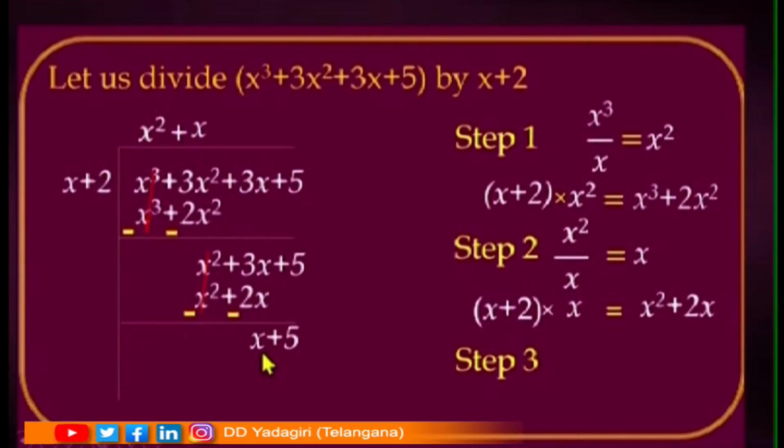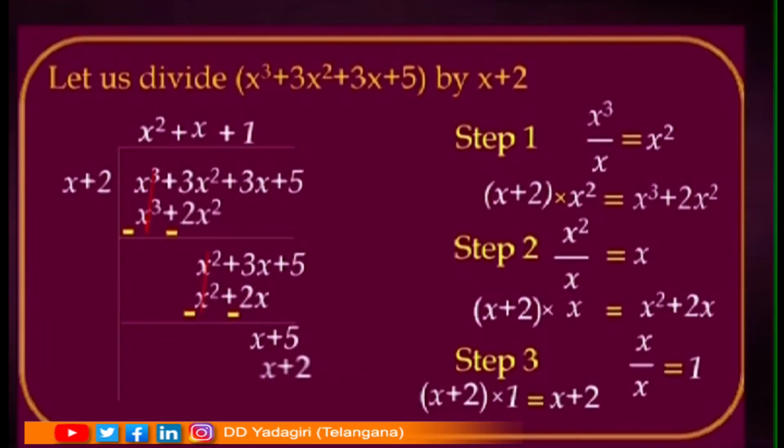So you can divide the first term x with x here. So x by x is 1. So the third term of the quotient is 1 here. So you're going to multiply x plus 2 with 1. So you get x plus 2. You're going to put it down under the x plus 5. So you can go for subtraction. You can see that the remainder is 3 here. So what you are observing is the quotient is x square plus x plus 1 and the remainder is 3.